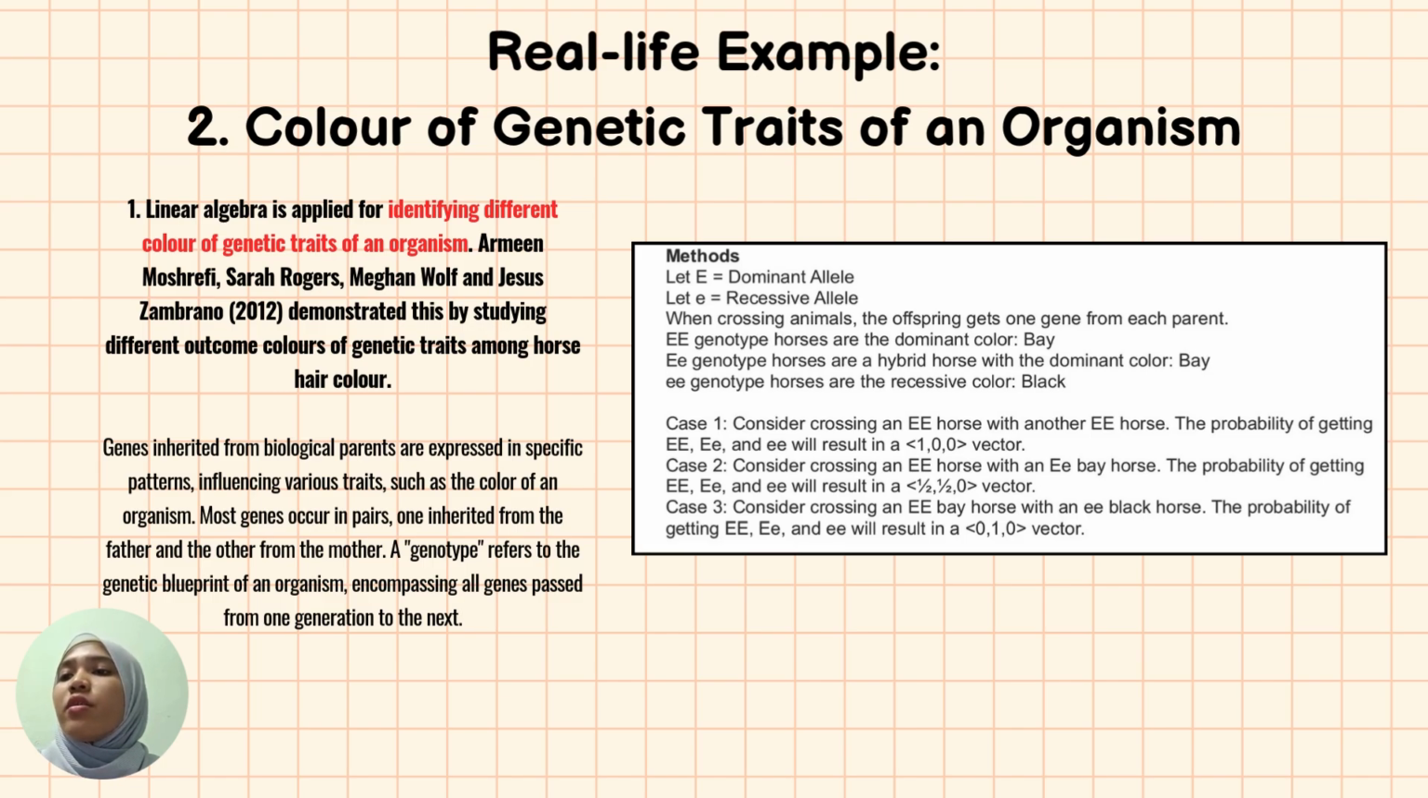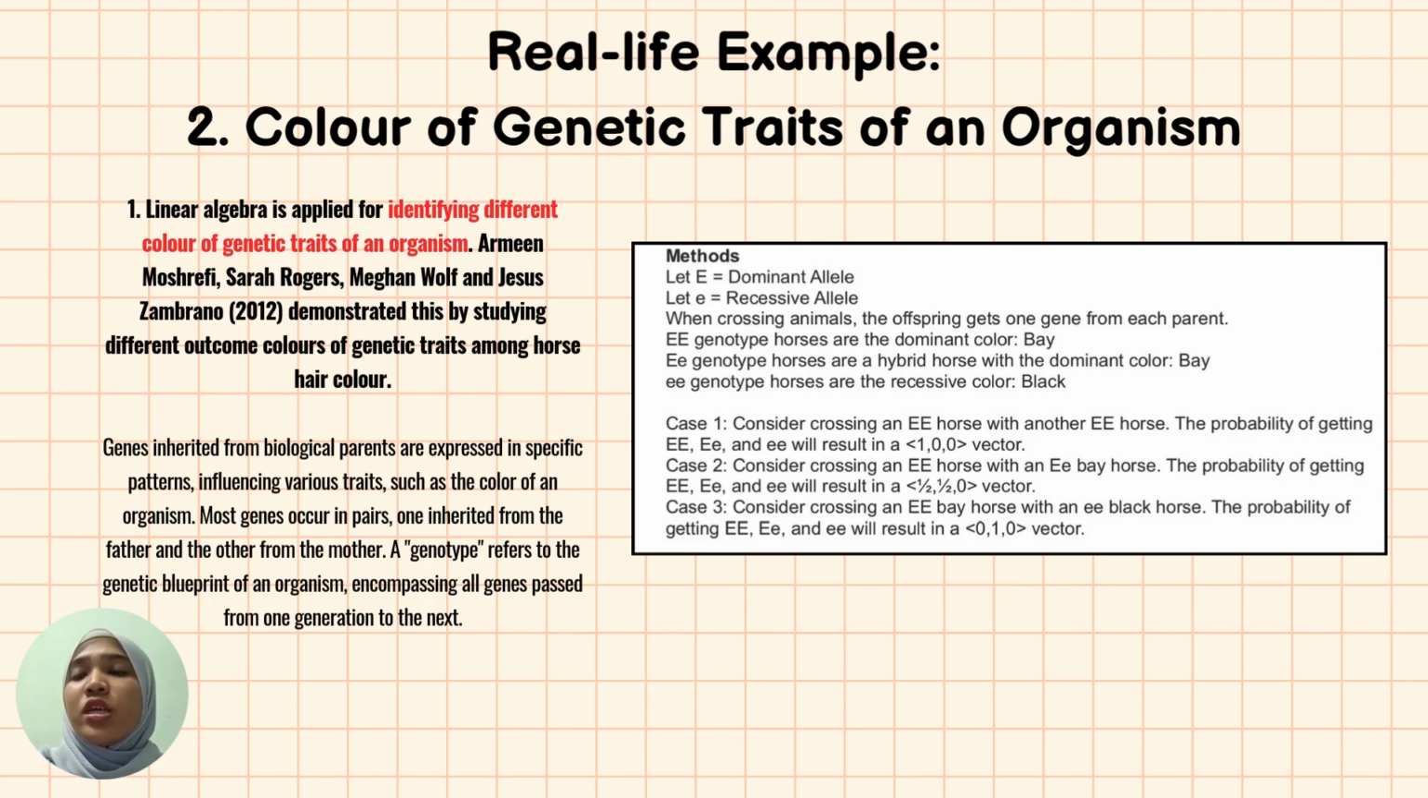Genes inherited from biological parents are expressed in specific patterns, influencing various traits such as the color of an organism. Most genes occur in pairs, one inherited from the father and another from the mother. Genotype refers to the genetic blueprint of an organism, encompassing all genes passed from one generation to the next. The genotype distribution within a population represents the proportion or frequency of different genetic variations.